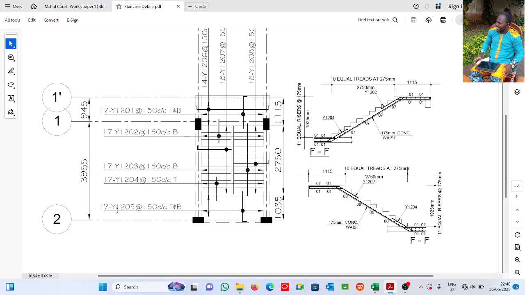It could be 12, it could be 16, it could be 10, it could be 20, whatever. Here it is 12. So this is the diameter of the bar. 05 is the bar mark. Reinforcement comes with different bar marks. Each batch of reinforcement has its different bar mark. So this is 05. 150 is the spacing. C to C is center to center. T and B means top and bottom.